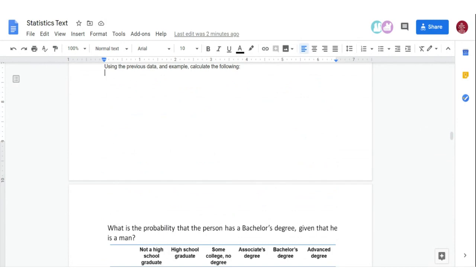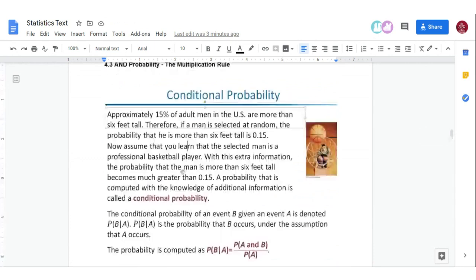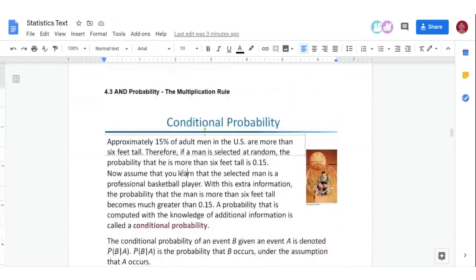All right, so let's start looking at section 4.3, and this is probably the most complicated part, and it's really just complicated because of one little thing called conditional probability. But we'll talk about that first, and then we'll kind of handle it.